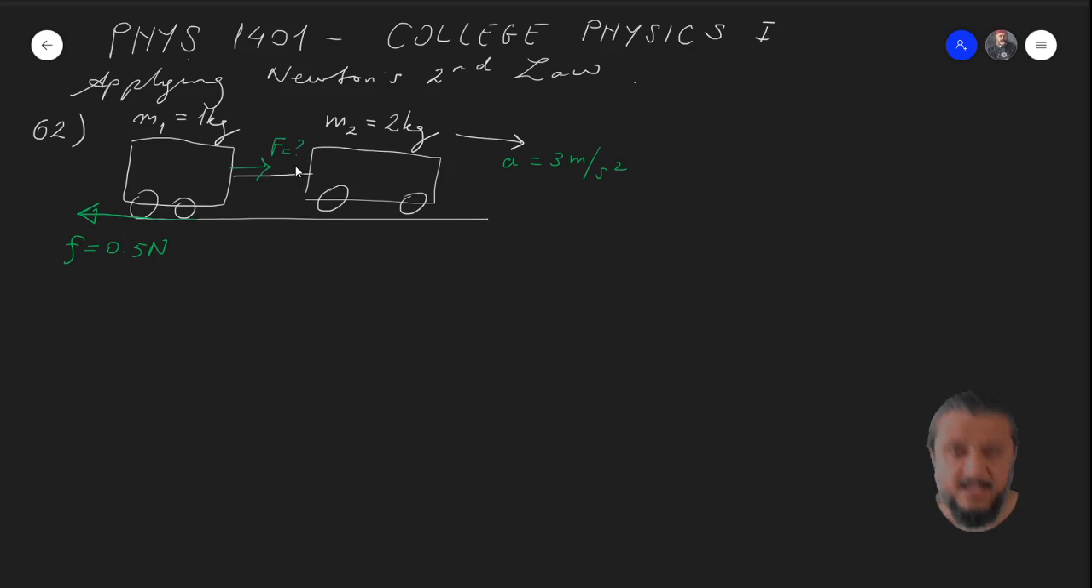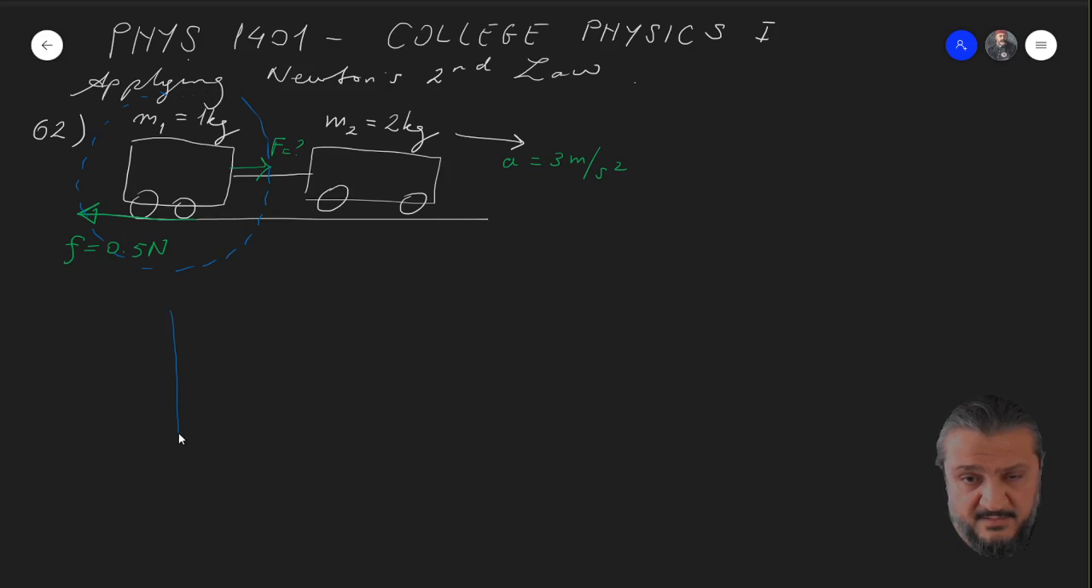Now here we have a system of two objects, M1 and M2, and they accelerate as one object. Both M1 and M2 have the same acceleration. What we need to do is to isolate the caboose from the locomotive and draw a free body diagram for it, and show all the forces acting on the object. So we're going to isolate this. This is isolation, right?